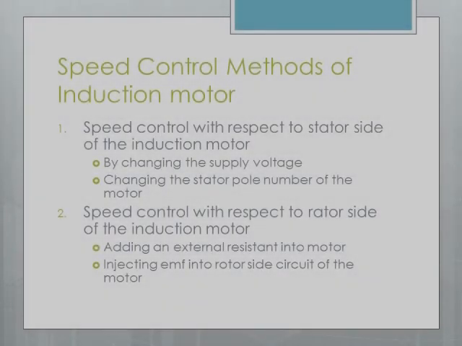Speed control methods of induction motor. The first one, speed control with respect to the stator side of the induction motor, for example, by changing the supply voltage or changing the stator pole number of the motor. Second one, speed control with respect to the rotor side of the induction motor, for example, adding an external resistance into the motor or injecting EMF into the rotor side circuit of the motor.